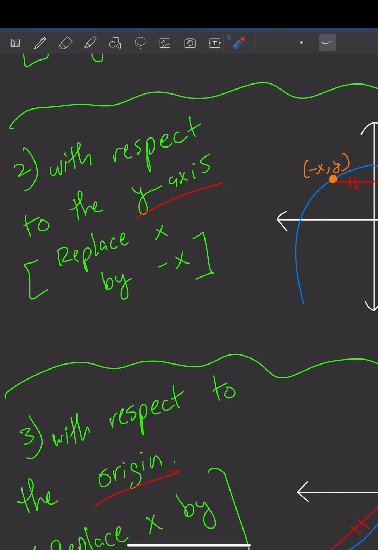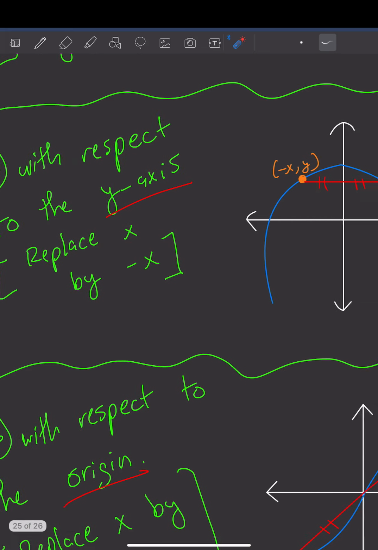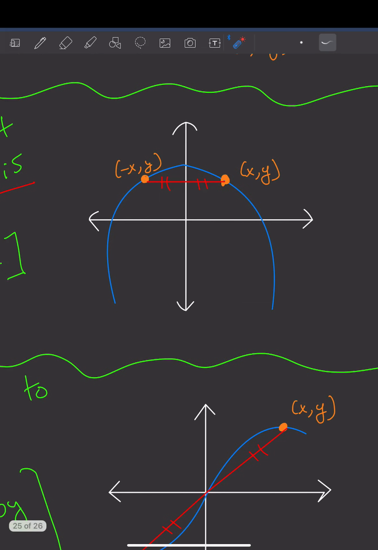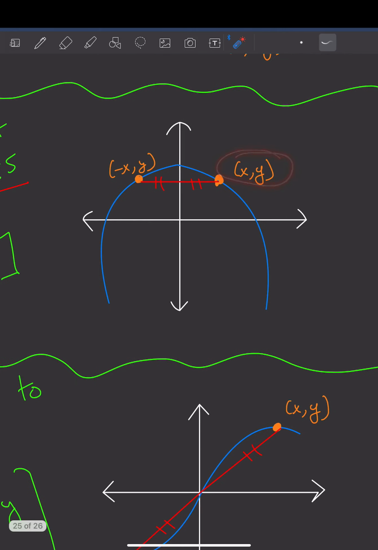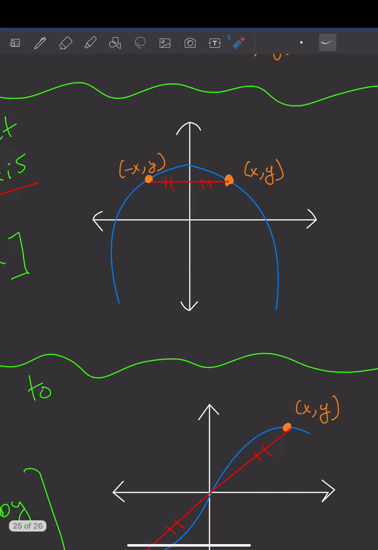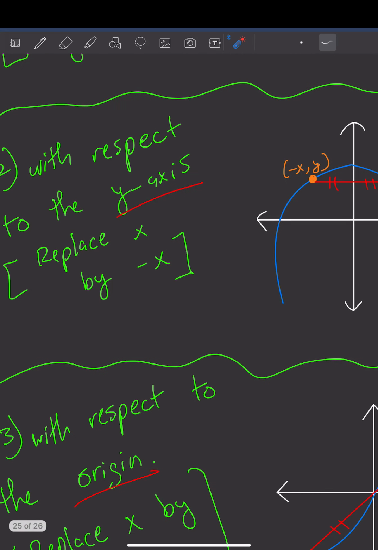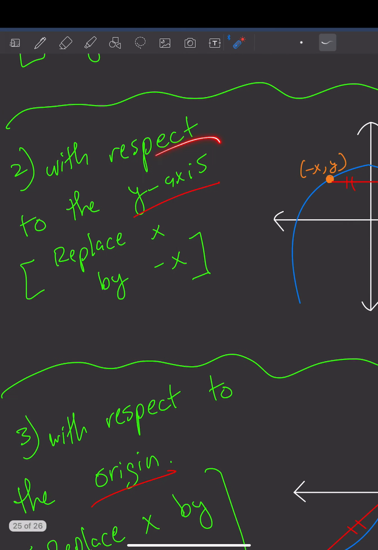Now for the second one, with respect to the y-axis, for every x, you're going to replace that with a negative x. Here on the graph, let's say that you start off with a positive x. You're reflecting it, and now you're going to have a negative x, but you're still going to keep that positive y, because the only thing that changes is your x when it's with respect to your y-axis.